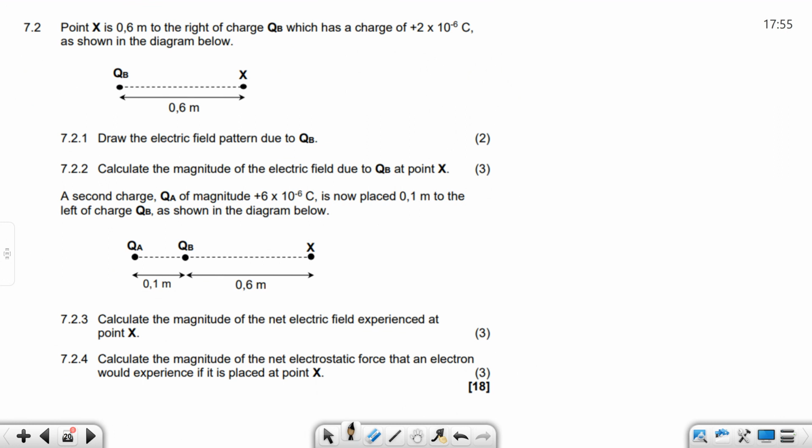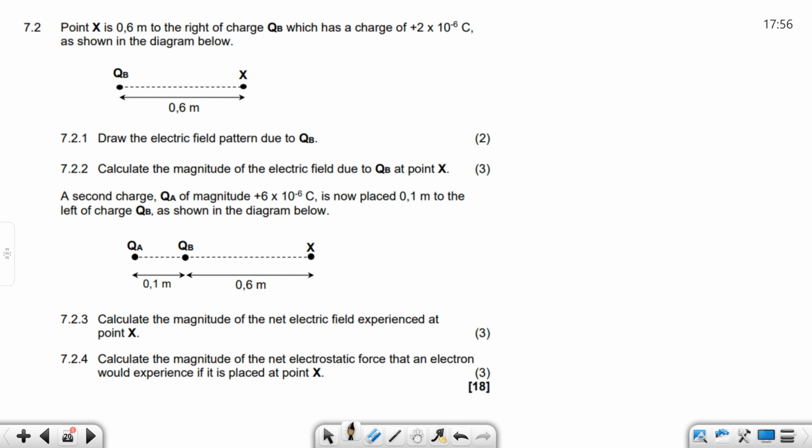All right, let's look at this one as the final one for physics and then run to chemistry. Point X is 0.6 meters to the right of charge QB, which has a charge of positive 2 times 10 to the power negative 6 as shown in the diagram. All right, we draw the electric field pattern due to QB. We can all draw. Guys, I want to go to 7.2.3. All right. Let's see, can we do it? No, we can. We can.